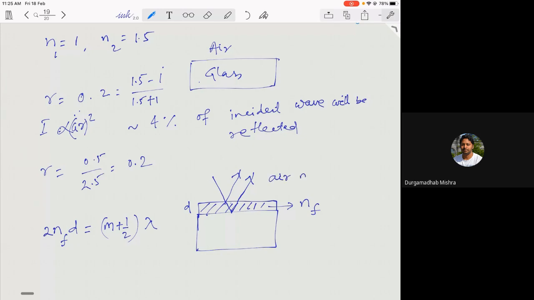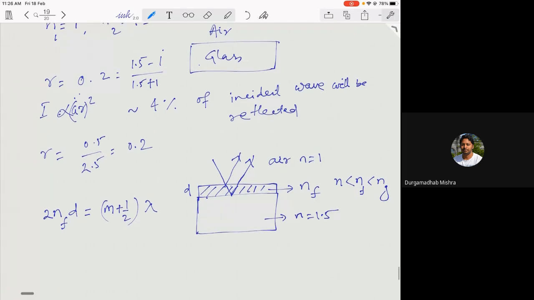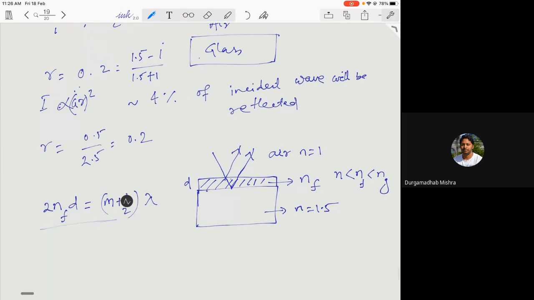Here we have air, with n equal to 1, then the film with nf, and glass with n equal to 1.5. So I should have a material with nf such that n is less than nf, which is less than ng. So this is one condition: the refractive index of the material should lie between that of glass and air. Also, this condition will tell me the value of d.